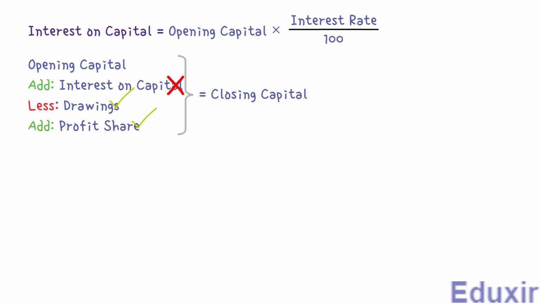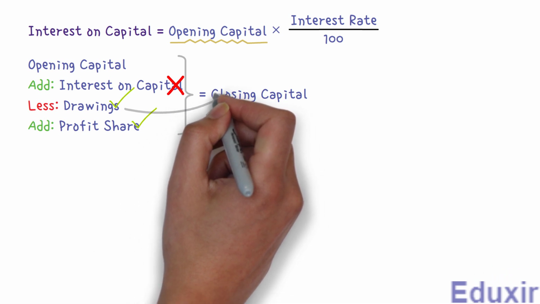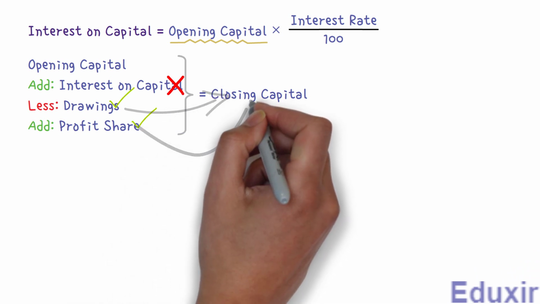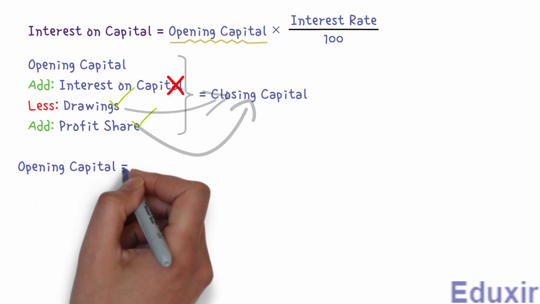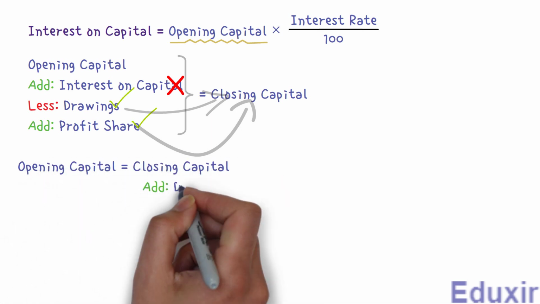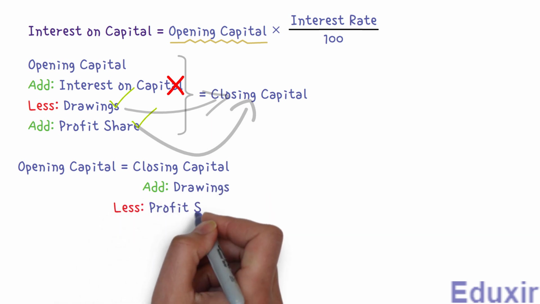Now, our aim is not to calculate the closing capital. To find the interest on capital, we should know the opening capital. So let's keep the opening capital on the left hand side and let's send these drawings to the right. Let's also send this profit share to the right. So we get this: opening capital is equal to closing capital, add drawings and lessen profit share.